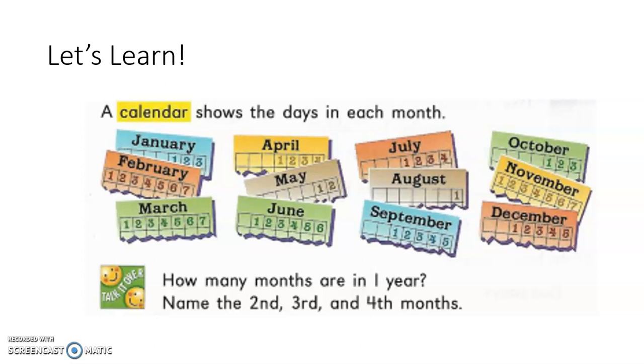So January's one, February's two, March is three, April is four, and we are in the fourth month right now because we are in April. May is five, June is six, July is 7, August is 8, September is 9, October is 10, November is 11, and December is 12. Yes, those are the 12 months in a year.